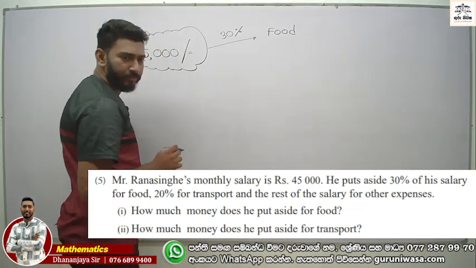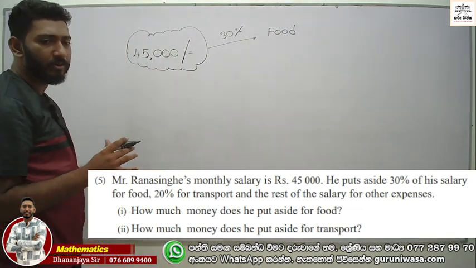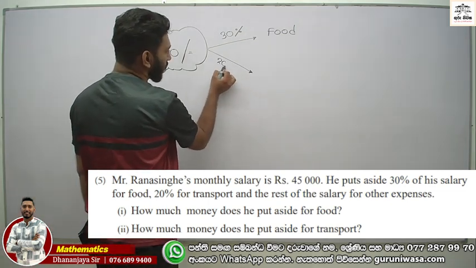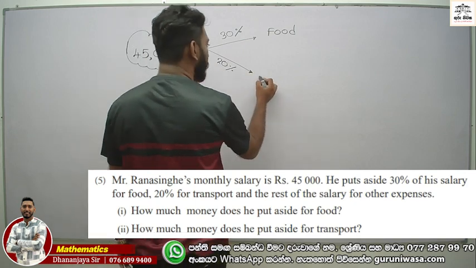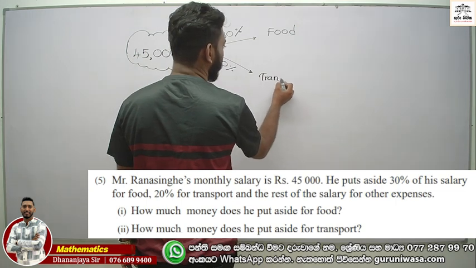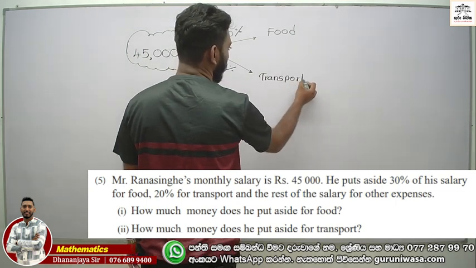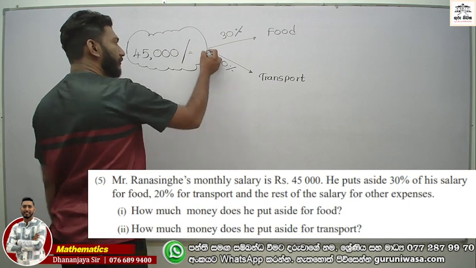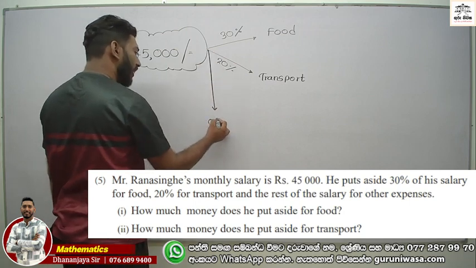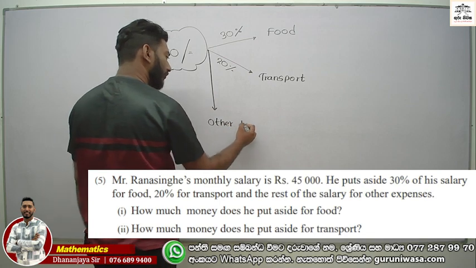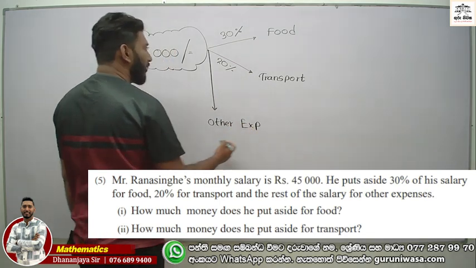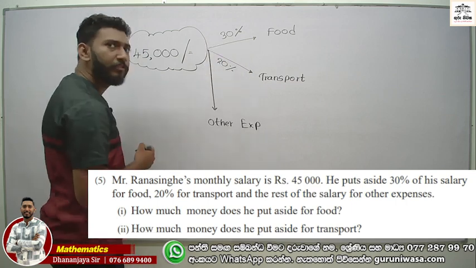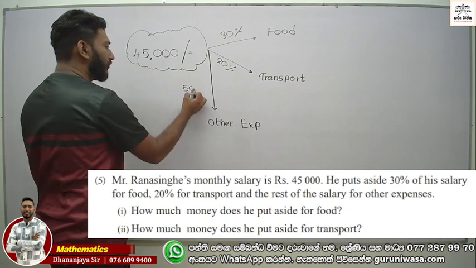As well as 20% for transport, and the rest of the salary for other expenses. Rest. 30%, 20%, therefore 30 plus 20 is 50%. Then other expenses should be 50%.